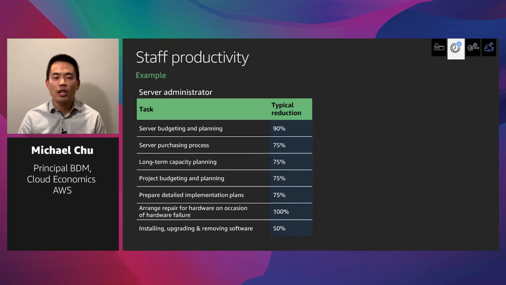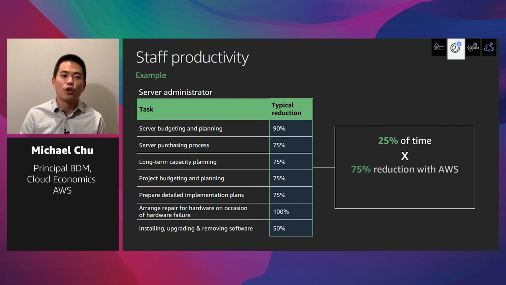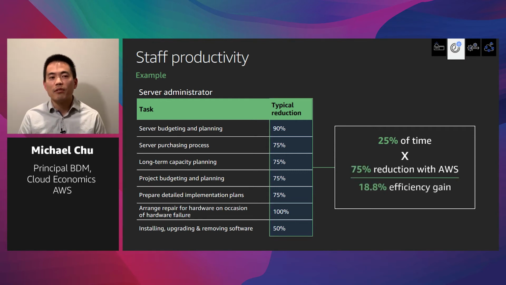Tasks like installing and upgrading would be greatly reduced, and the cost to arrange for repair of hardware would essentially go away with AWS. So to quantify, let's look at this same set of server administrator tasks, and we're going to assume that this subset consumes 25% of the server administrator's time today. Assuming an average reduction of 75% on these tasks, that is a total efficiency gain of 18.8%.